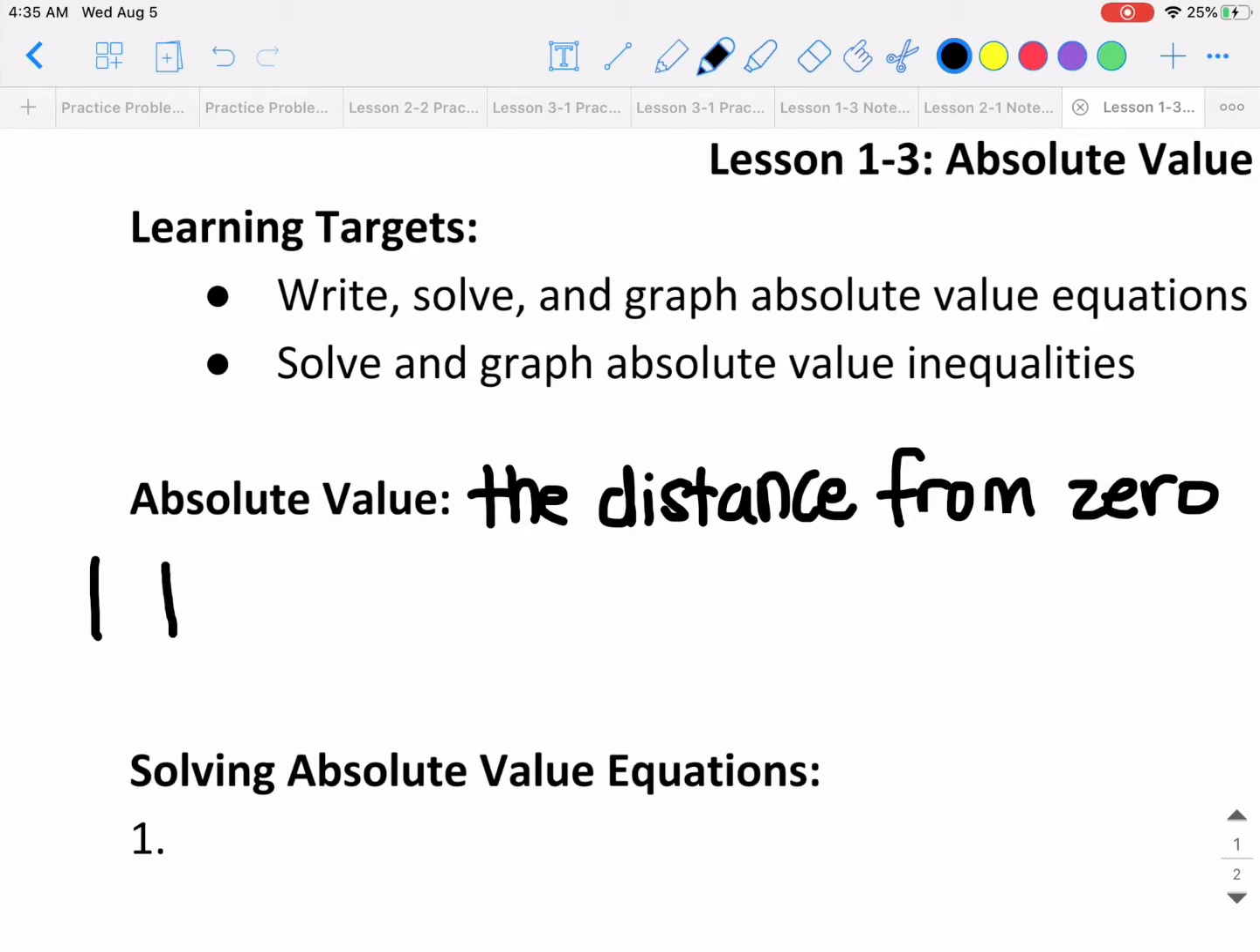If I asked you what's the absolute value of 6, you would tell me, how many units is 6 from 0? Well, we know it's 6 units from 0. So the answer is 6. If I had the absolute value of -6, if I counted how many units -6 was from 0, it would also be 6. Because absolute value represents the distance, and distance can never be negative, the answer to an absolute value problem always has to be a positive number.